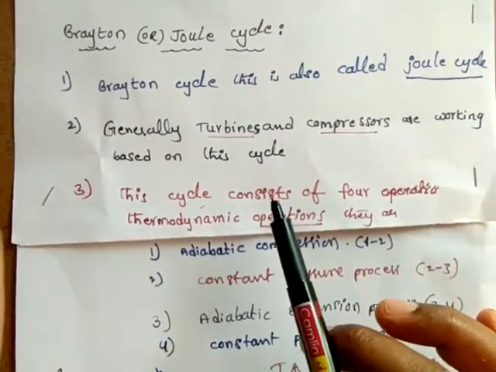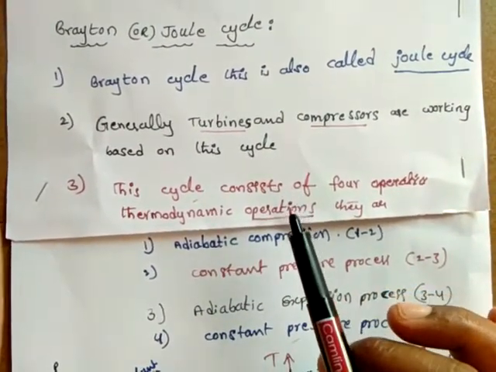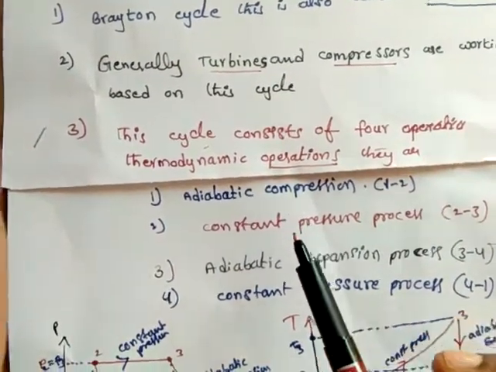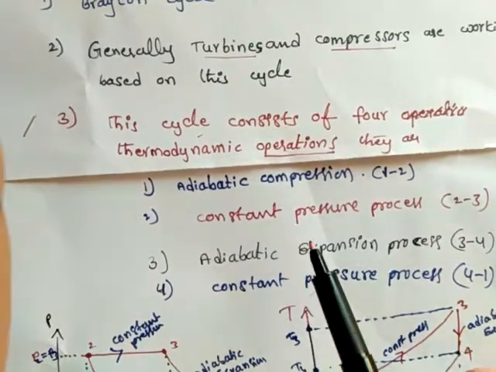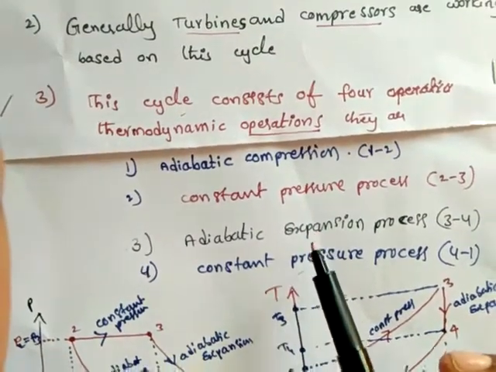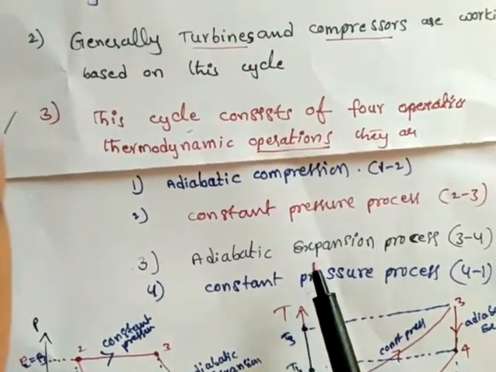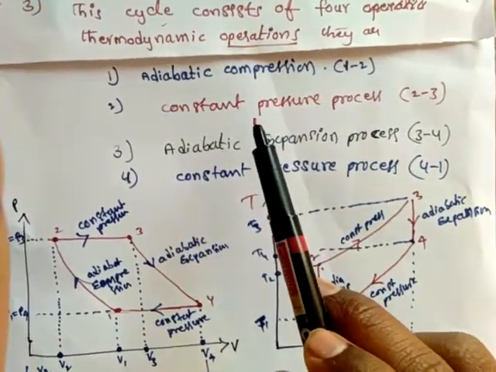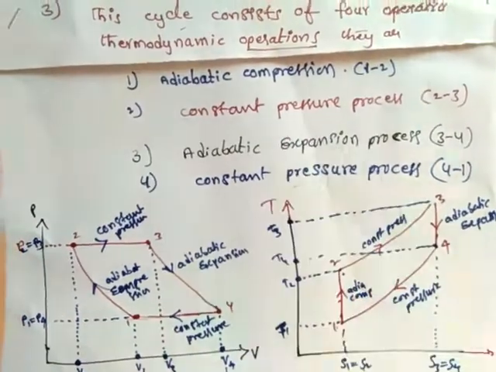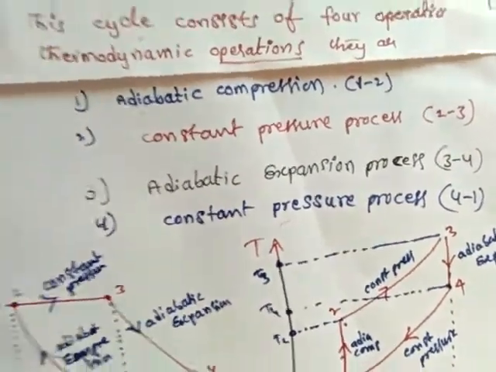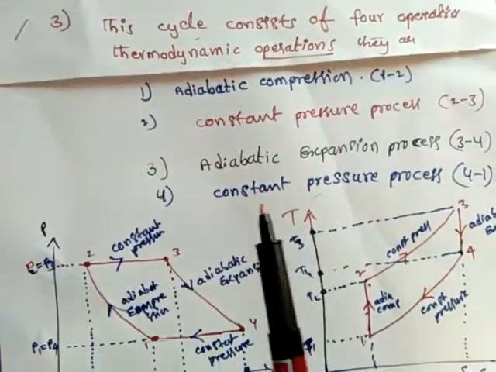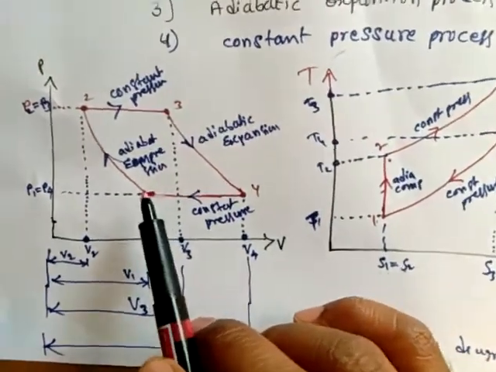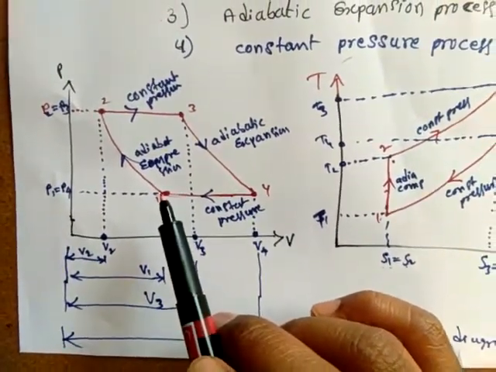Next, third point is that this cycle consists of four thermodynamic operations. They are adiabatic compression process, that is 1 to 2, constant pressure process, that is 2 to 3, adiabatic expansion process 3 to 4, and constant pressure process, that is 4 to 1. Let us see how to draw the PV diagram and TS diagram by using these four operations. First, the PV diagram. So how to draw the PV diagram by using these four operations?